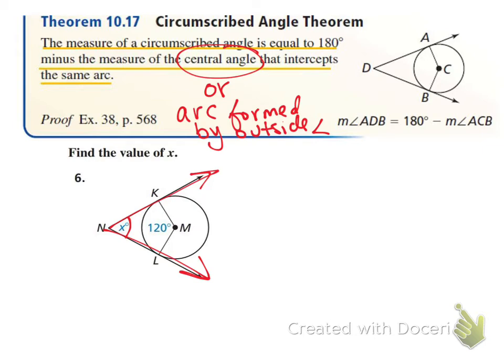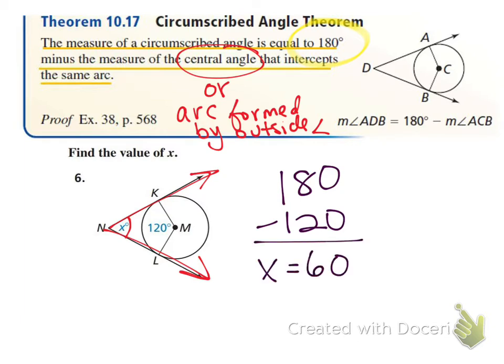But here's all that happens. The circumscribed angle is going to be 180 degrees minus the central angle. So the outside angle and the central angle are supplementary to each other. So if I wanted to find the measure of this angle, and I know that these two are supplementary, what do I do to solve for x? Subtract from 180. Subtract the central angle from 180, and that means x equals 60. That's it. And again, I couldn't use this formula because there was not enough information. I had to use this one.